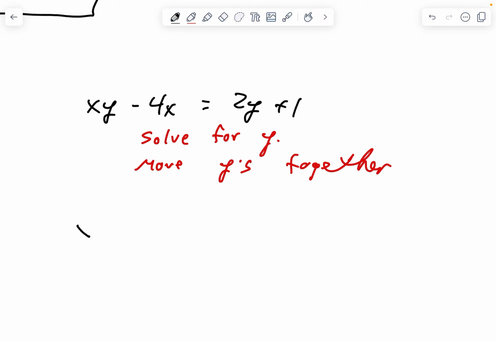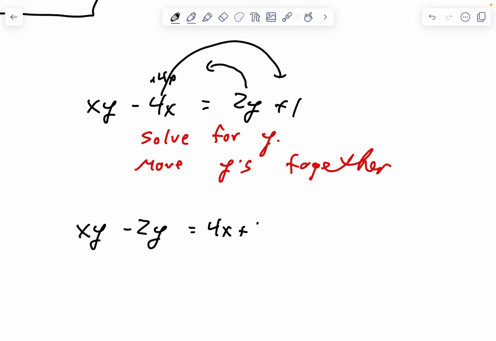So here's an xy. I want my 2y on that side, so I'm going to subtract 2y. And then I want all the non-y stuff to the right-hand side, so I'm going to add 4x to that side. So now here's my y stuff, they're on the same side. And then my not-y stuff is on the right-hand side.